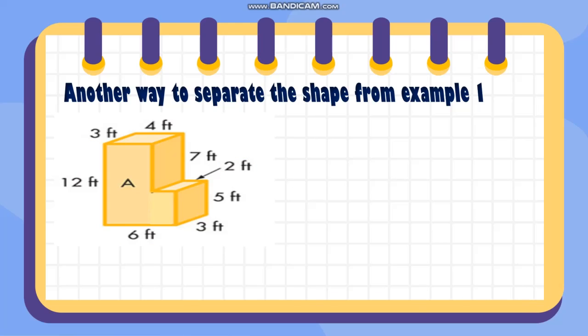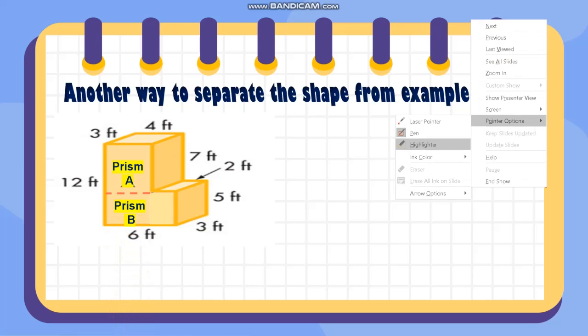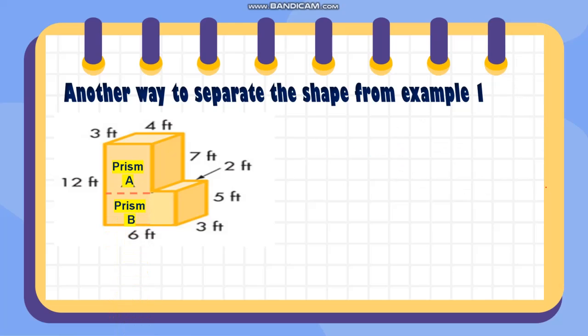Now, what is another way to separate the shape from example number 1? Before, we separated vertically; now I decided to separate horizontally. So we have prism A above and prism B below. I'm going to highlight again the other prism so that you can identify the two separated prisms. So that is prism A and the other one is prism B.